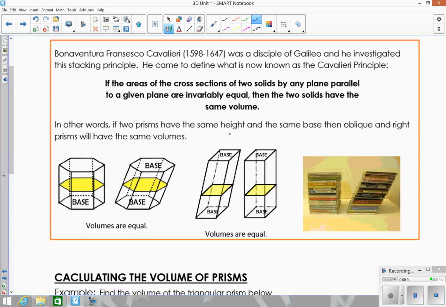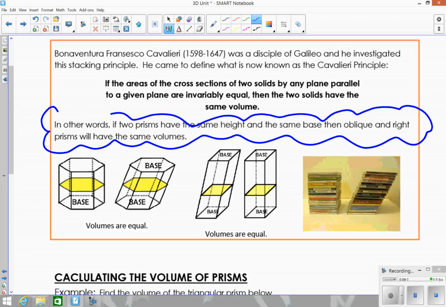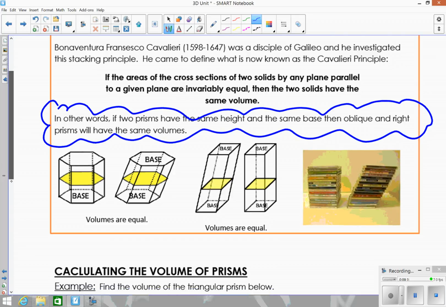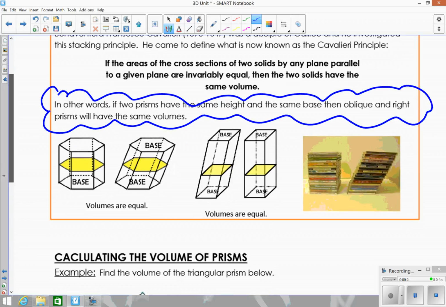In other words, if two prisms have the same height and the same base, then oblique and right prisms will have the same volume. So that's basically the idea here of Cavalieri's principle. I know we talked about it before, but it works for prisms.